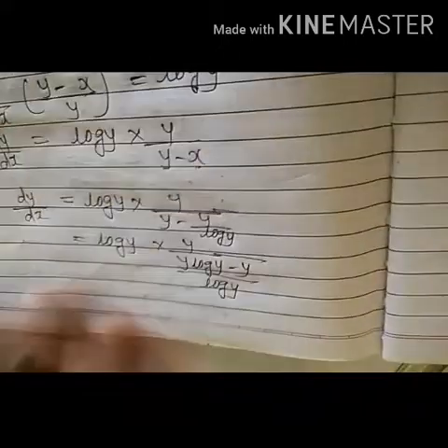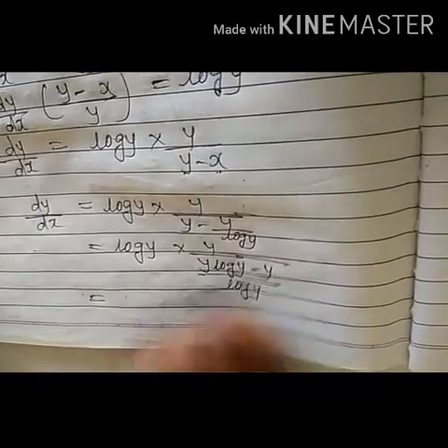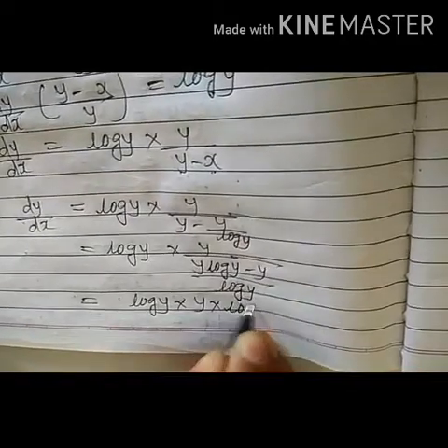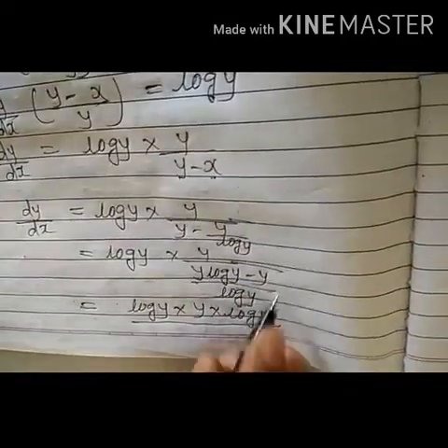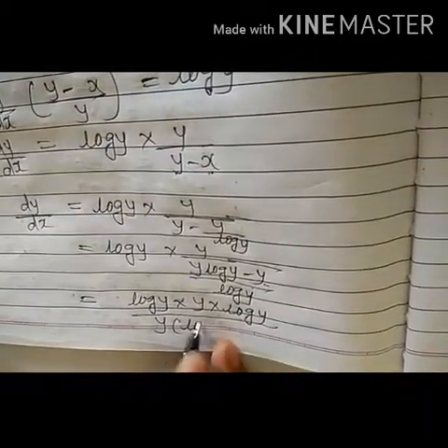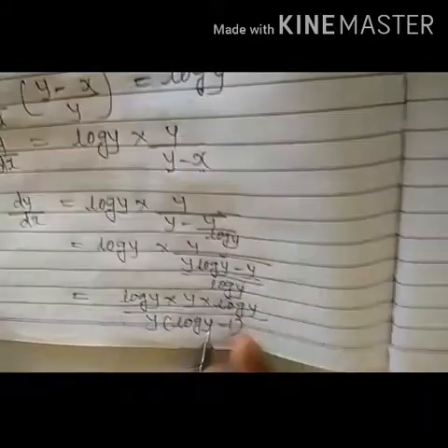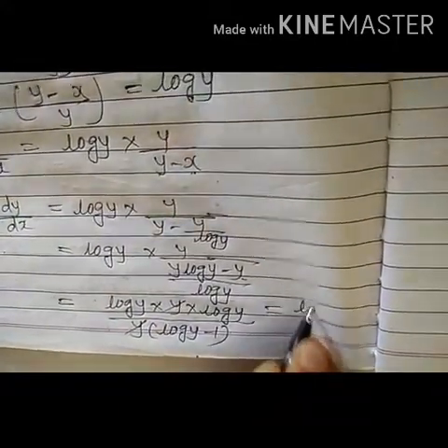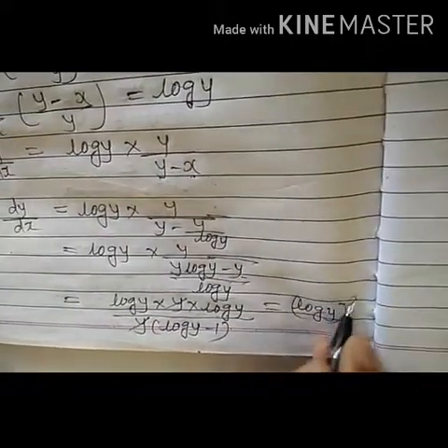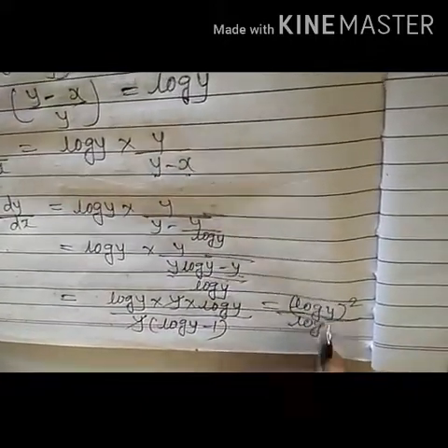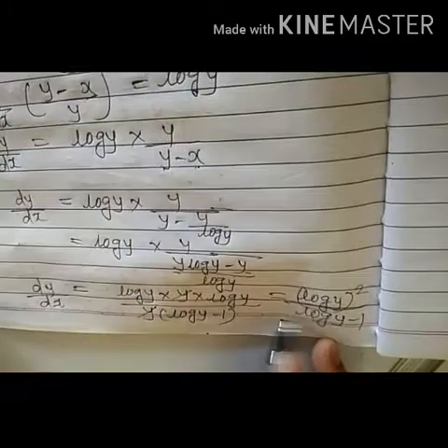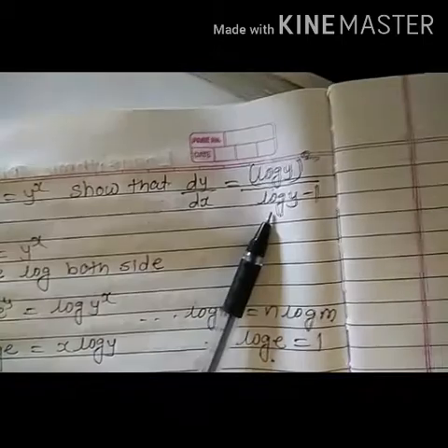Divide, take y common, log y minus 1. Here y and y cancel and log y becomes log y square. Log y square and log y minus 1. Hence the proof. dy by dx equal to log y square by log y minus 1. See the example. Hence the proof.